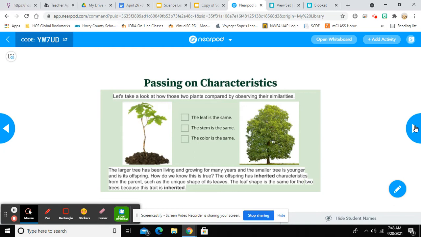Passing on characteristics. Let's take a look at how these two plants compare by observing their similarities. Is the leaf the same size? If it is, you put a check mark. Is the stem the same? If it was, you put a check mark. Is the color the same? Check mark. The larger tree has been living and growing for many years, and the smaller tree is younger and is its offspring. How do we know this is true? The offspring has inherited characteristics from the parent, such as the unique shape of the leaves. The leaf shape is the same for the two trees because the trait is inherited.